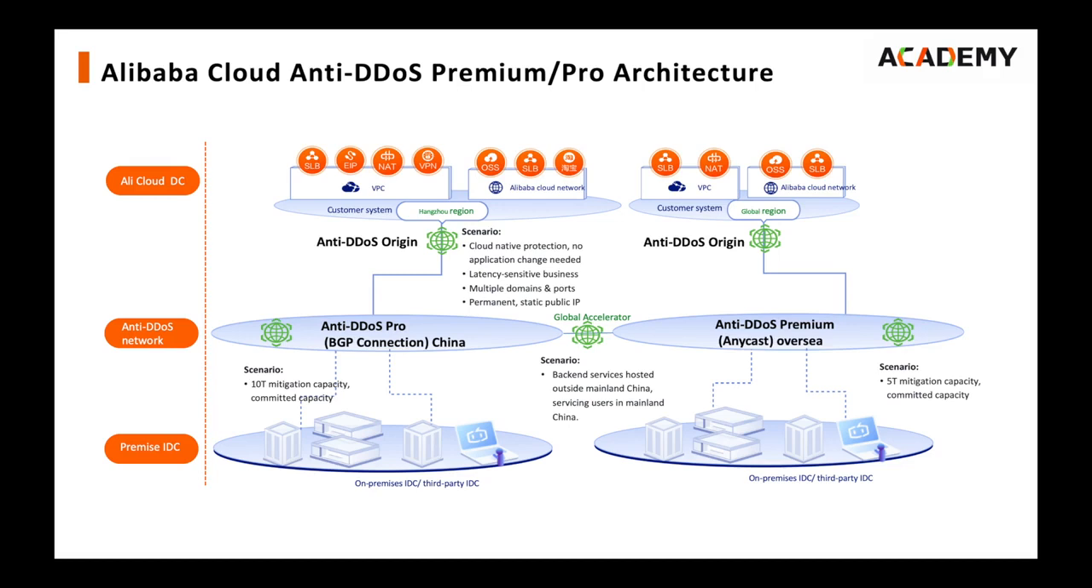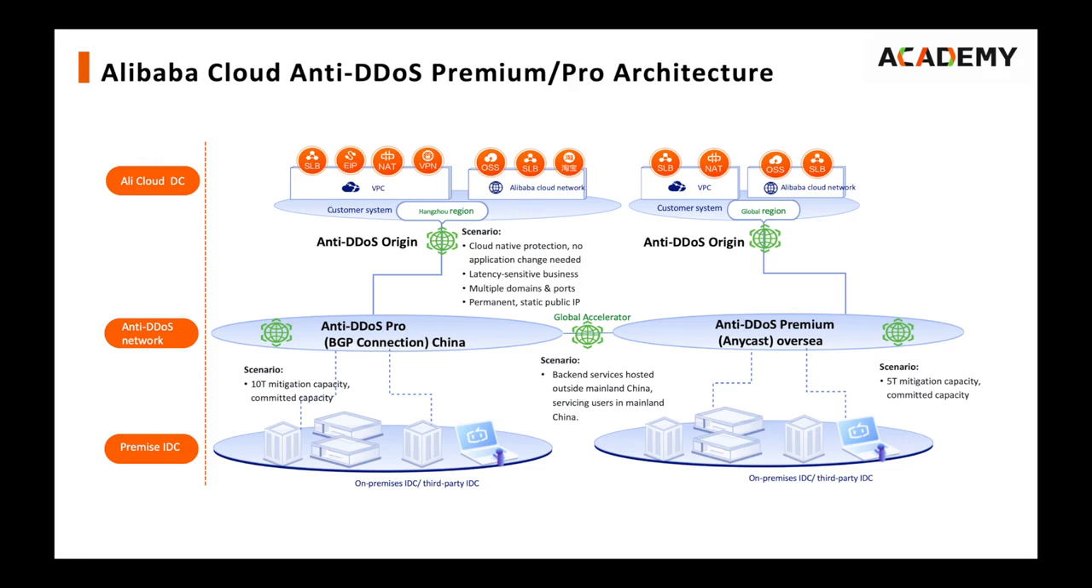So that's a very cool feature. Your backend service, your origin server, can have a permanent static public IP and still be defended by Anti-DDoS Pro. It doesn't need to hide behind a scrubbing center CNAME. Further, the mitigation capacity for Anti-DDoS Pro is 10 terabits per second.